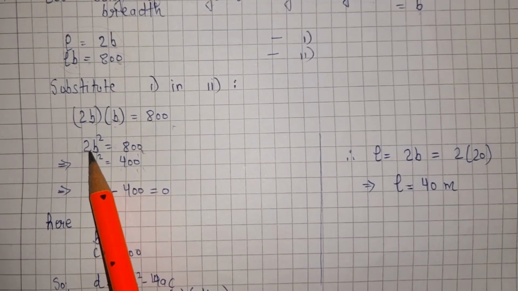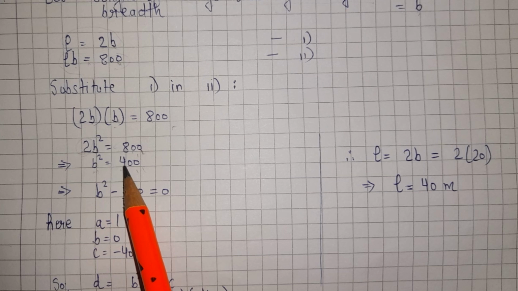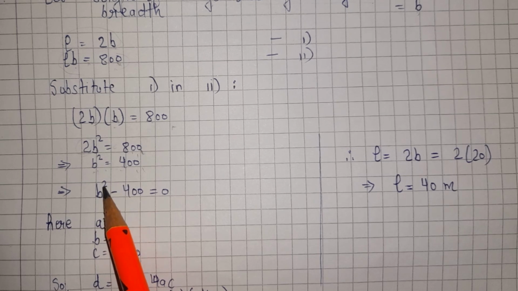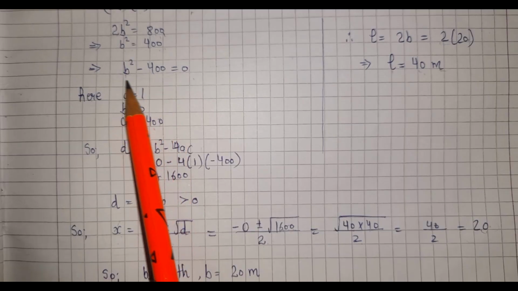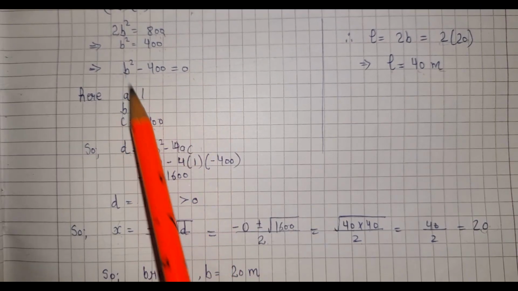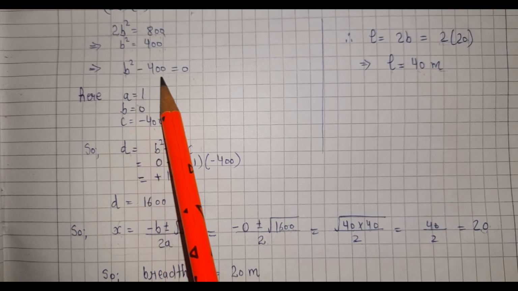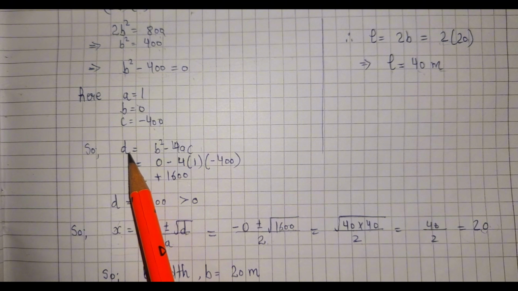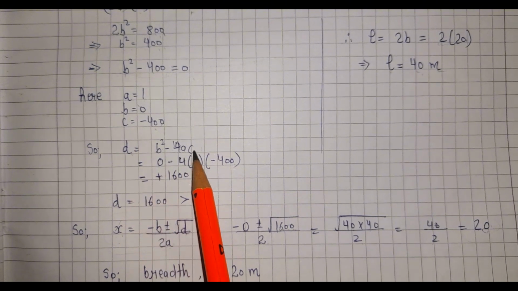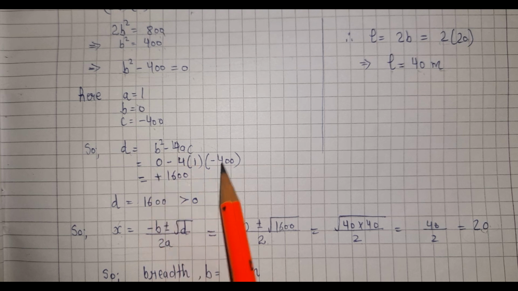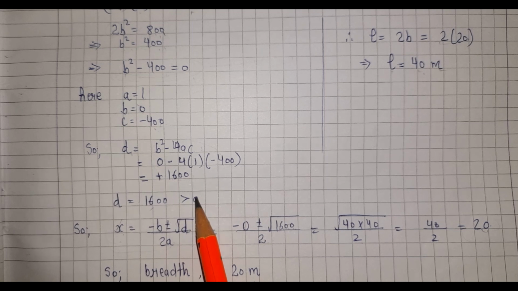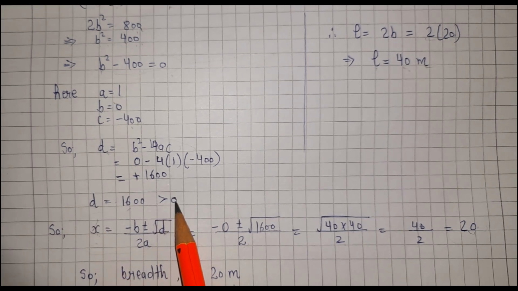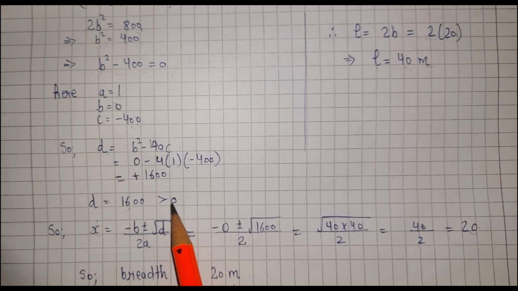Now on dividing both sides by 2, we will have B square equals 400. Now taking 400 to the left hand side, we will get B square minus 400 equals 0. This is our quadratic equation in B, where a equals 1, b is 0 and c equals minus 400. Now the discriminant equals b square minus 4ac. After putting the values of a, b, c, we will have the discriminant equals 1600, that is greater than 0. So the discriminant is greater than 0. It means two distinct values are possible.